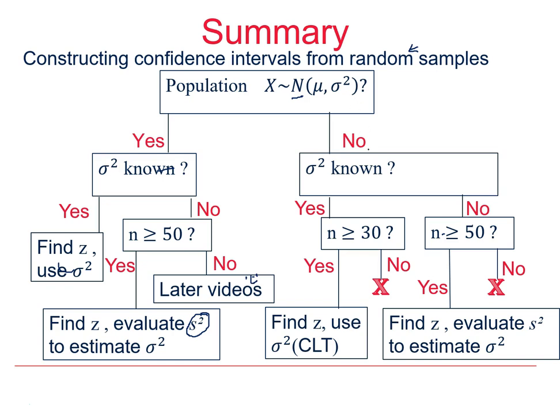If we follow down this side, if we don't know that our population is normally distributed, as long as our sample size is greater than 30 and we know our population variance, then we can just proceed as before because of the central limit theorem. If we don't know that it's greater than or equal to 30, then we've reached a dead end. And similarly, if we don't know the population variance, as long as our sample size is bigger than or equal to 50, we can again find our estimate and proceed as before. If that's not true, then we can't go any further.